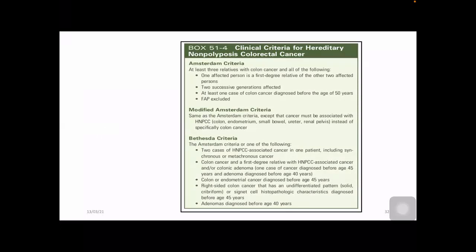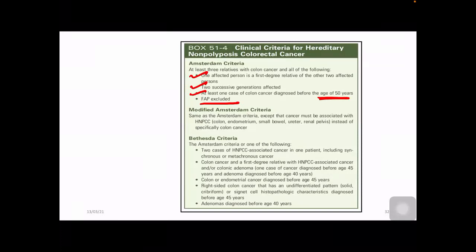We have 2 criteria. Initially, it was given as the Amsterdam criteria. Later it was modified to the modified Amsterdam criteria. What is this Amsterdam criteria? The Amsterdam criteria included only colorectal cancer. There should be one affected person who is a first degree relative of the other 2 affected persons. 2 successive generations should be affected, and at least one case of colon cancer should be before the age of 50 years, and FAP should be excluded in these patients.